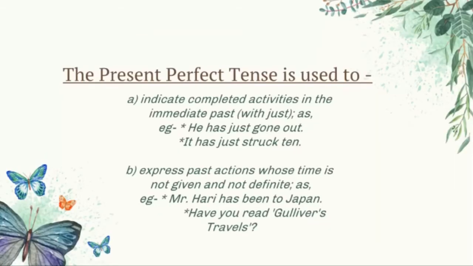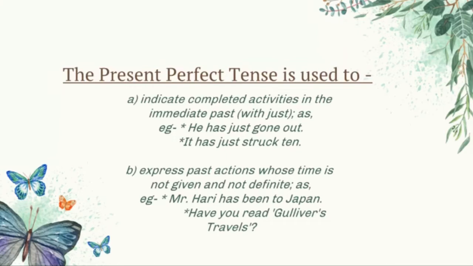Now next, children, we need to learn the uses of present perfect tense. The first use is it indicates the complete activities in the immediate past with just. For example, he has just gone out, or it has just struck 10.